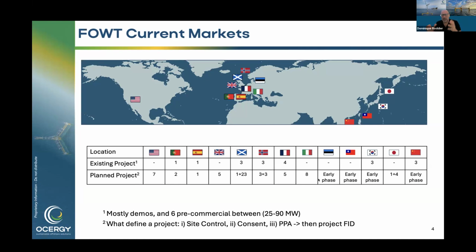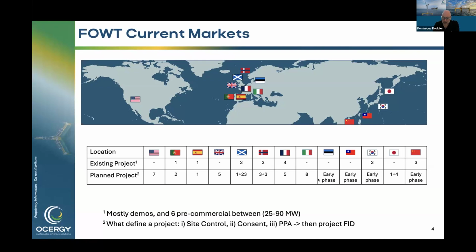What defines a project for us is important to know. First, you need site control, because if you don't have site control, you just don't know what you're going to do. This is given in different ways. In the US, it is through a BOEM auction. Then you need consent. That's a UK term. Consent means permits. You need to have all your permits so you can do a project. In the US, we talk about the COP, the plan for how you develop those, and all your EIAs and so on. Once you have site control and consent, then you need to negotiate the power purchase agreement.